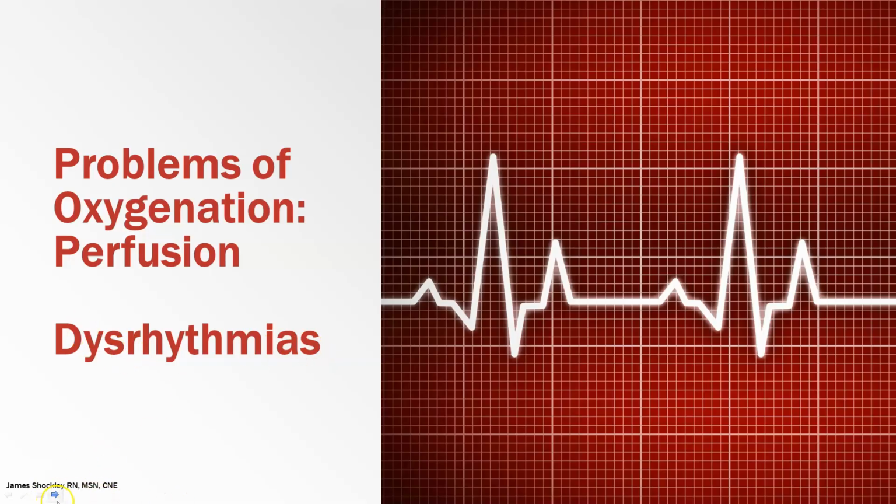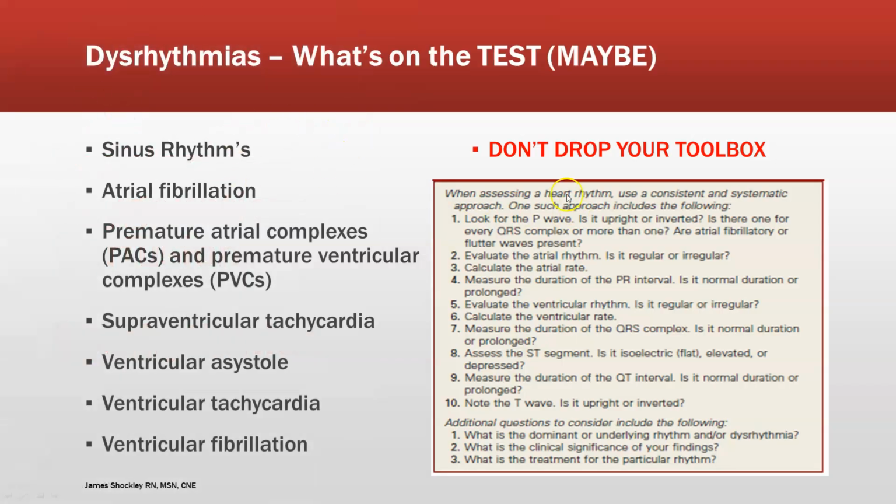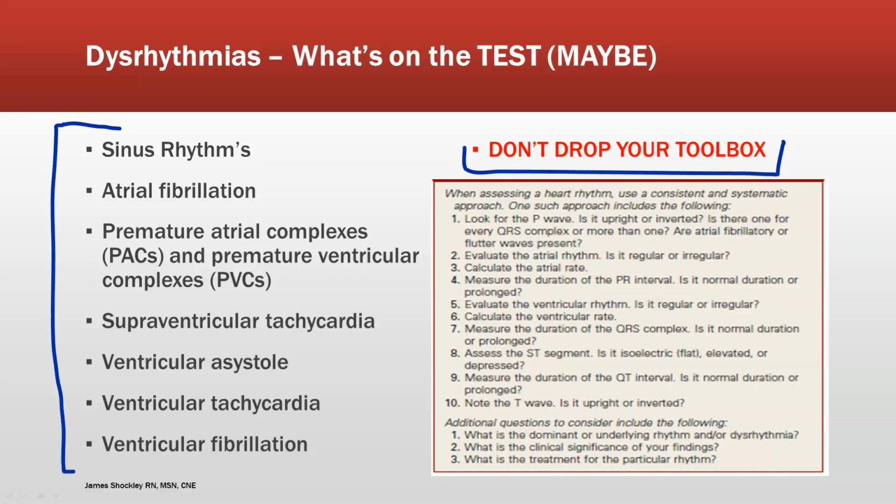But before we do that, I want to remind us, make sure, number one, that you don't drop that toolbox. You must use each part of the toolbox to ensure that you have an adequate interpretation. And over here on the left are the rhythms that should appear either on my exam, or these are the ones that you could potentially be tested on over NCLEX. So we'll get into the sinus rhythms and talk about what we should do if we have a client with a sinus rhythm.